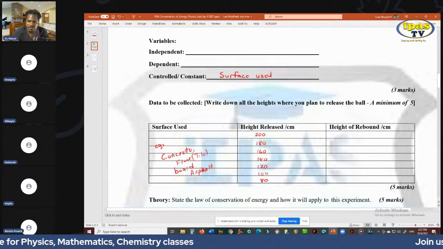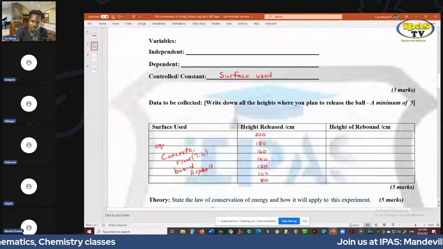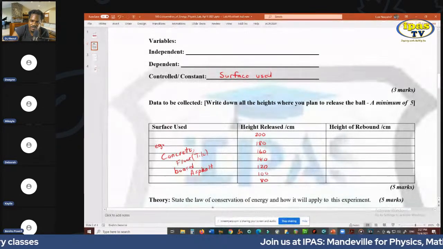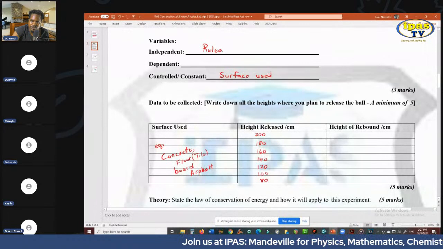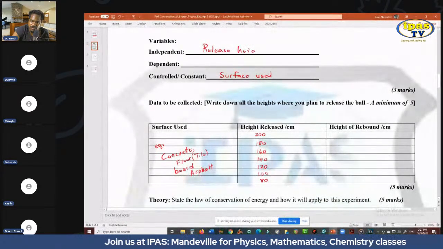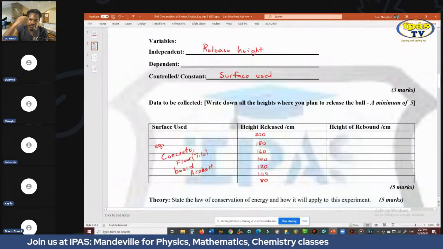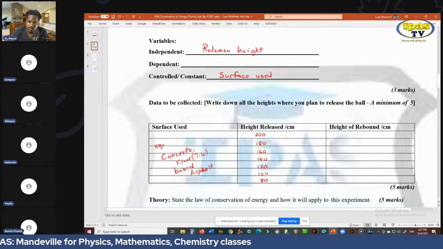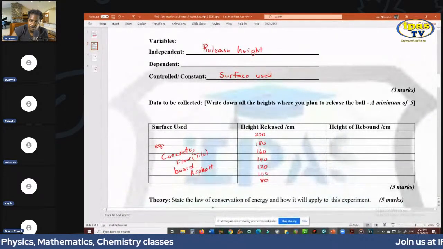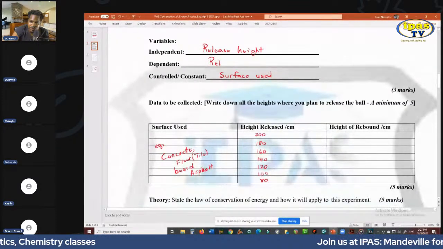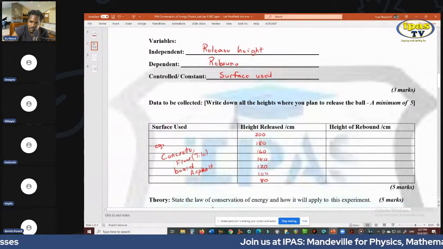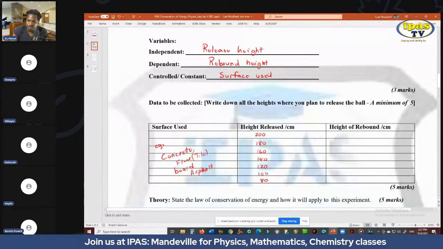What is it? You say, right, the height, the release height. So that is it. This is simple: release height. Which other one? The release height will affect what other height? Rebound. And that's it, one side. So you get the 3 marks already for the variables. All right, bam, 3 marks just like that.